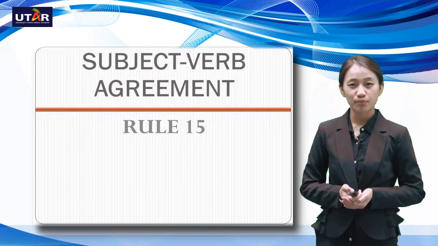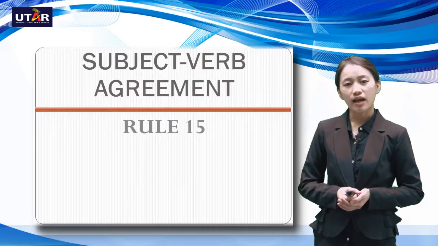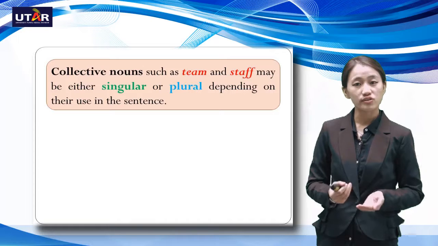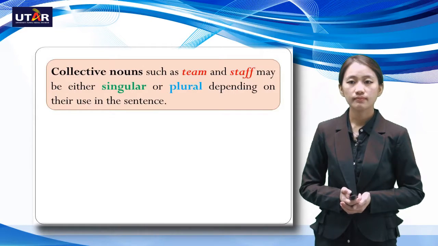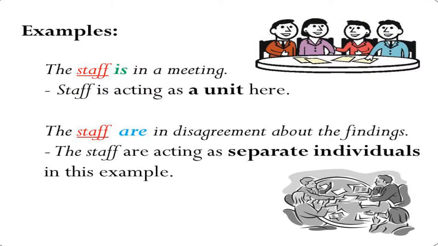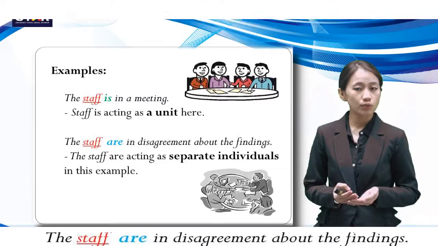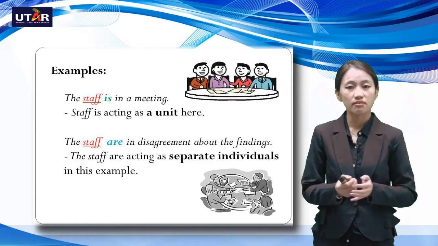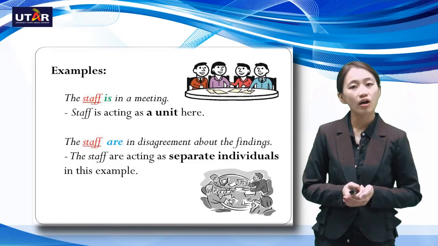Now the last rule for the subject-verb agreement, rule number 15, indicates that collective nouns such as team and staff may be either singular or plural, of course, depending on their use in the sentence. Let's look at the example here. The staff is in a meeting. So here, staff is acting as a unit. That is why we use the be verb is to indicate that staff is singular. Next, the staff are in disagreement about the findings. Here, the staff are acting as separate individuals in this example. So here we are looking at staff as individuals, each and one of them coming to a disagreement. So I see them individually, therefore I state the staff are in disagreement.